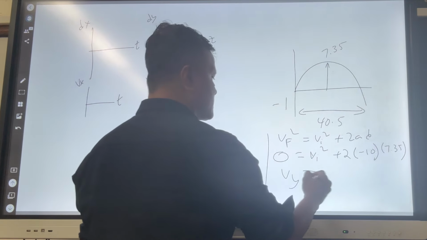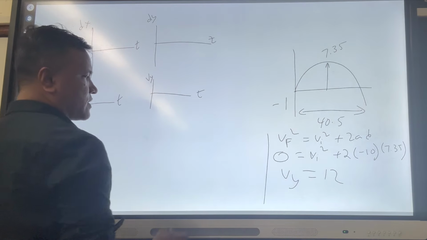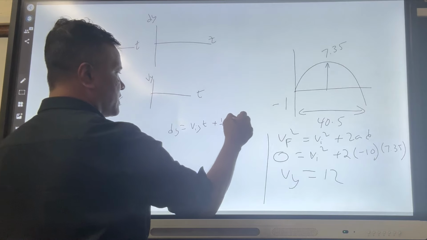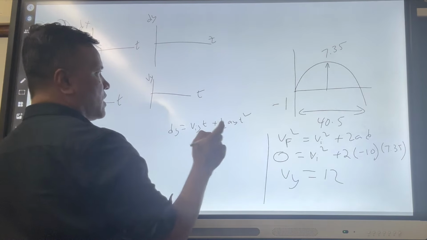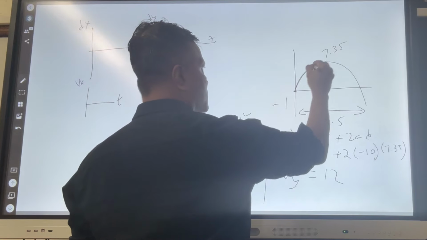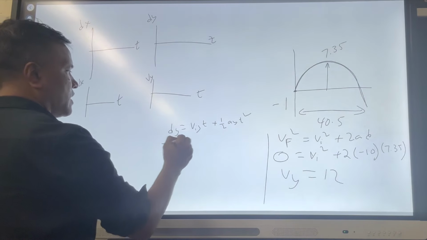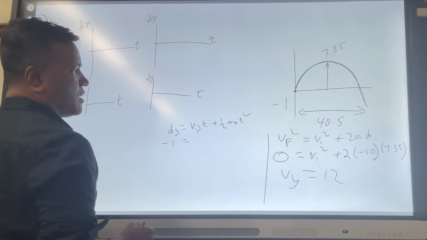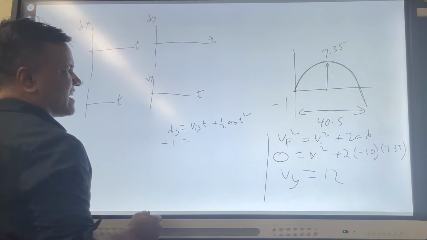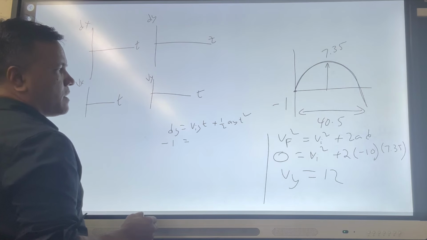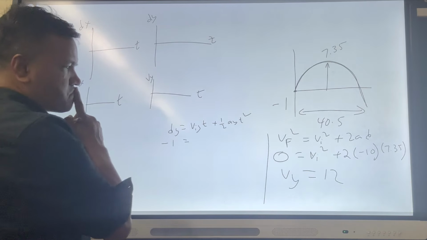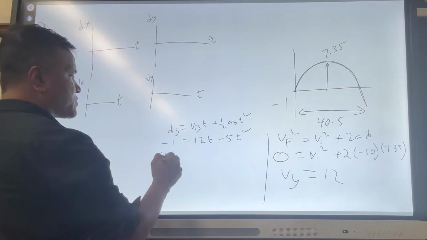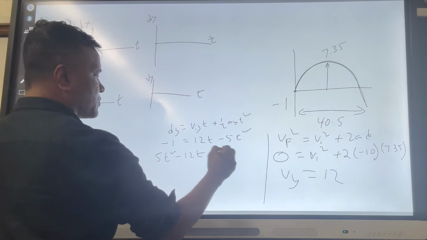So viy is 12. Okay, what is that going to give you? dy is equal to viy t plus half ay t squared. Now, this one is not ground to ground. So negative 1 is equal to 12t minus 5t squared. So we have 5t squared minus 12t minus 1 is equal to 0.